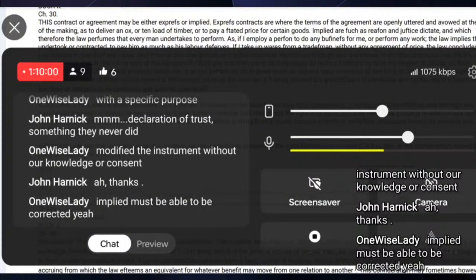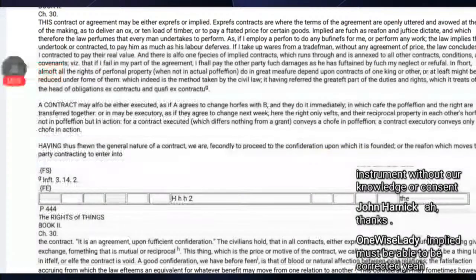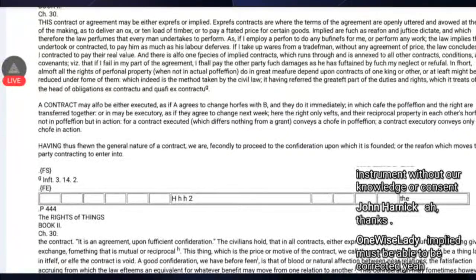Yeah, implied is kind of more like operation of law. It's not what you want, since a lot of things are not common right now.